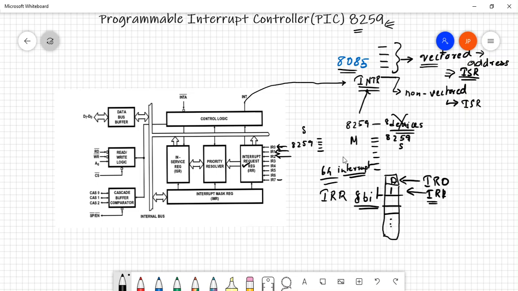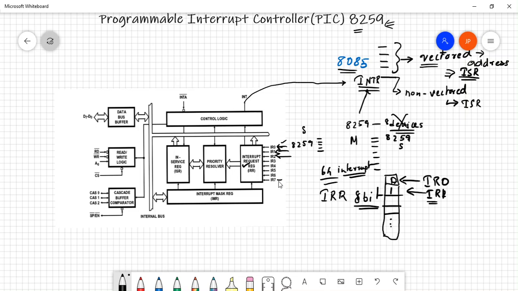So by default IR0 has the highest priority, IR1 has the next priority, all the way up to IR7. So that is the default priority level order in 8259. So IR0 has the highest priority, the next highest priority is for IR1, then the next highest priority is for IR2, all the way up to IR7. I hope this is clear.